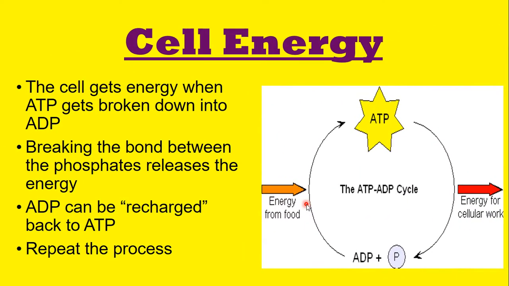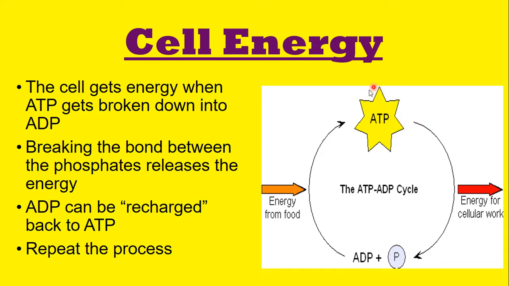All right. This works in with cellular energy. We kind of referred back to it when we talked about what the mitochondria is in my cell organelle video. But the cell gets energy when ATP is broken down to ADP. Let's break that down. ATP is shorthand for adenosine triphosphate, and ADP is adenosine diphosphate. Tri means 3, di means 2.